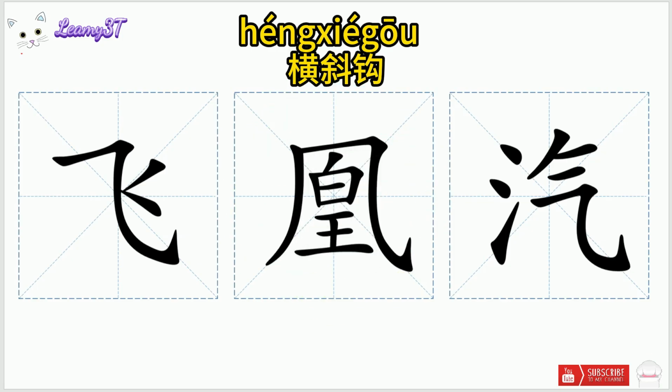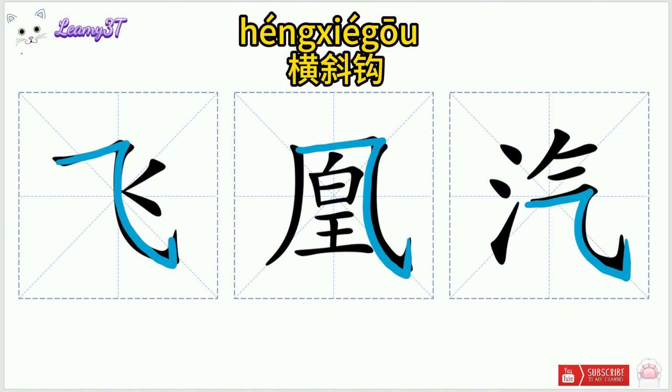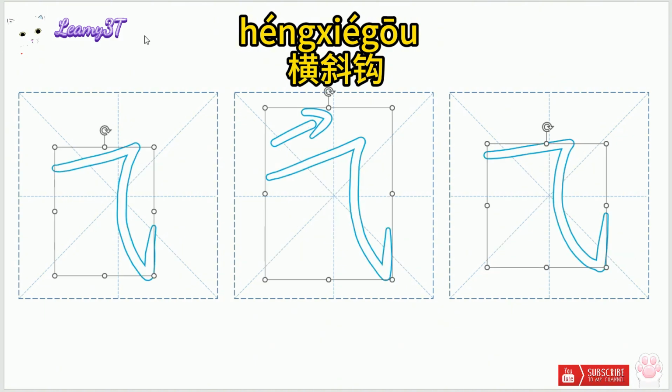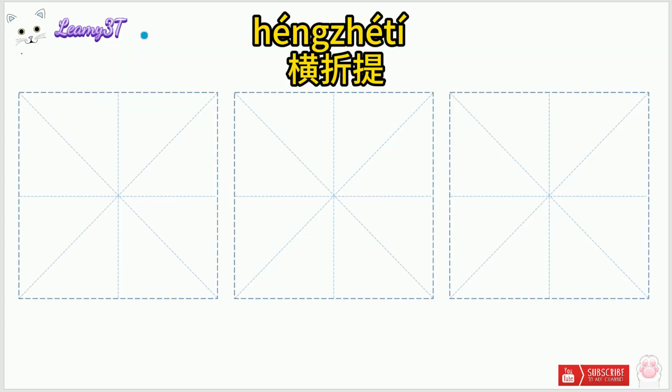Have you found everyone? Let's check. héngxiégōu, héngxiégōu, héngxiégōu. The fourth stroke is héngzhétí.